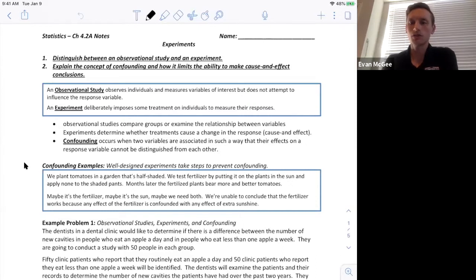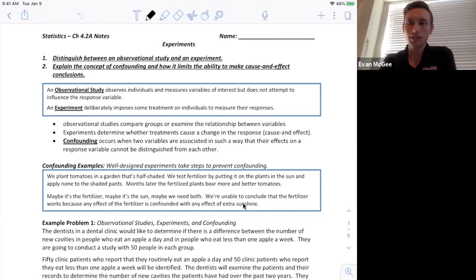So let's say we want to know if a certain type of fertilizer works. And so we plant tomatoes in a garden that's half shaded. We test fertilizer by putting it on the plants in the sun and apply none to the shaded plants. So months later, the fertilizer plants bear more and better tomatoes. Well, can we really attribute this to the fertilizer, or is it just because of the sun? Or maybe we need the combination of both. So we're unable to determine if the fertilizer works because the fertilizer is confounded with the effect of extra sunshine.